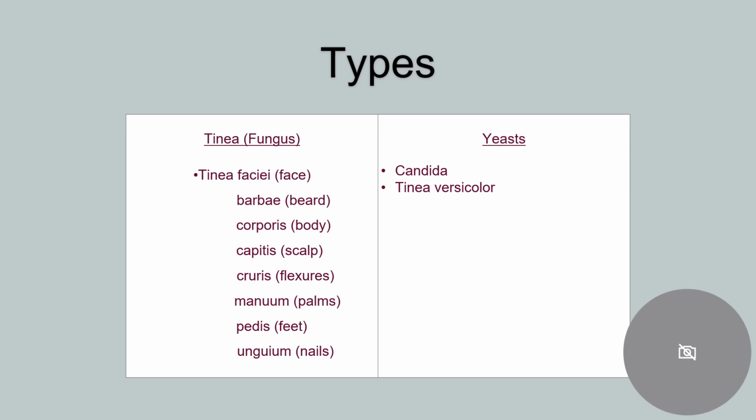Tinea manuum infects the plantar aspect of the hands. Tinea pedis is affecting the feet, and tinea unguium is the infection of the nails. We'll also discuss yeasts such as Candida infection and tinea versicolor, which is a misnomer.